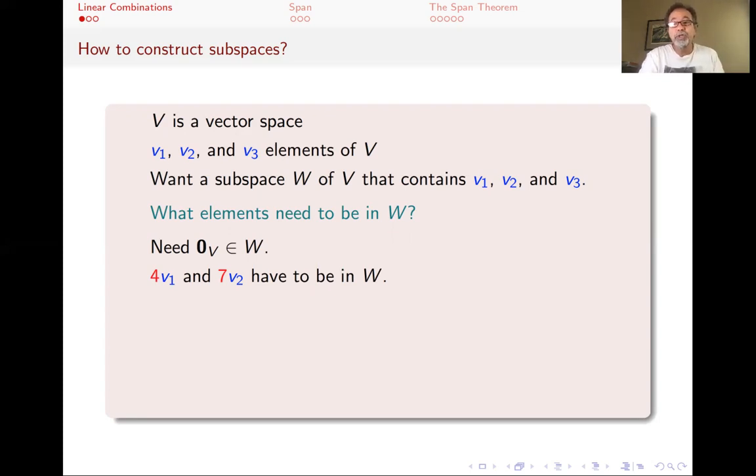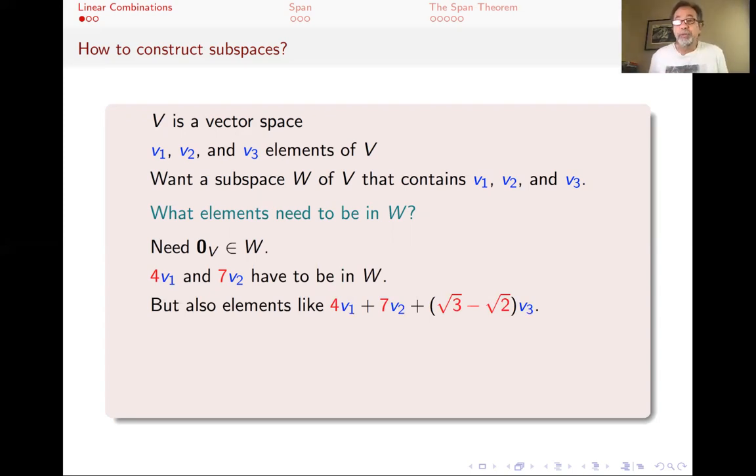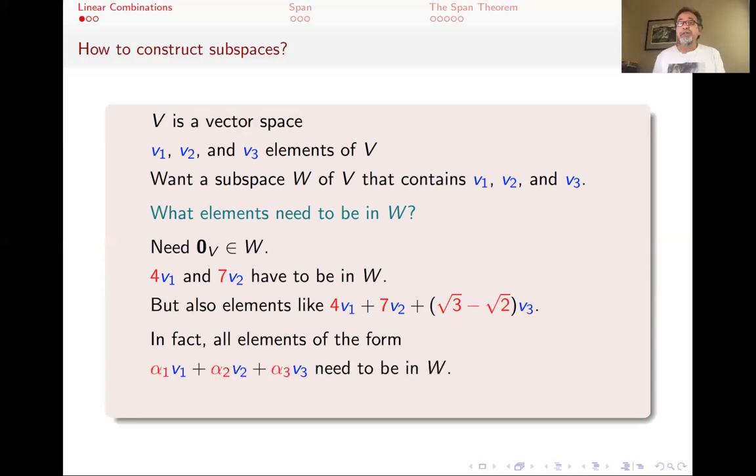But you need more than that. You also need closure under addition. Since these two guys are in there, 4v1 and 7v2, their sum 4v1 plus 7v2 has got to be there, and things like 4v1 plus 7v2 plus (square root of 3 minus square root of 2) times v3 have got to be in this subspace also. Square root of 3 minus square root of 2 is just as good a scalar as any other scalar. So in other words, you will have to have all elements of this form, a scalar times v1, scalar times v2, and a scalar times v3 all added together. All those elements will have to be in W. The things of the form alpha 1 v1 plus alpha 2 v2 plus alpha 3 v3.